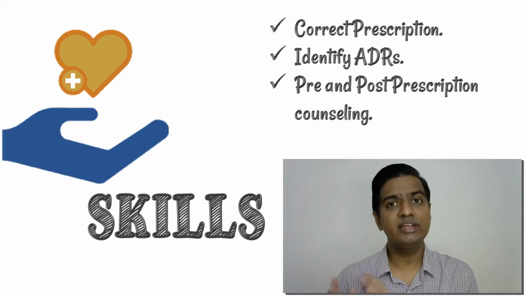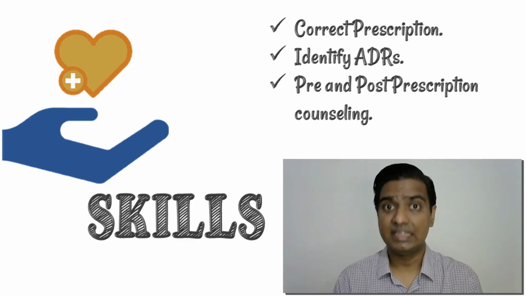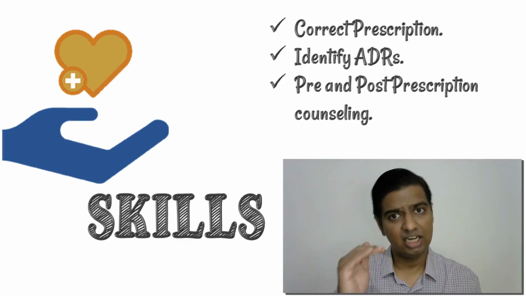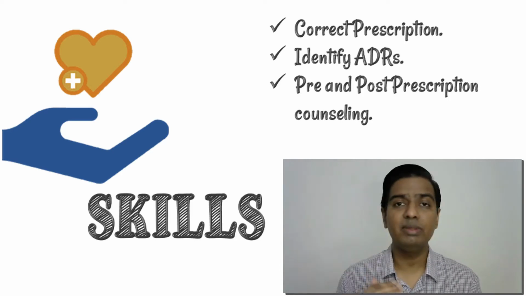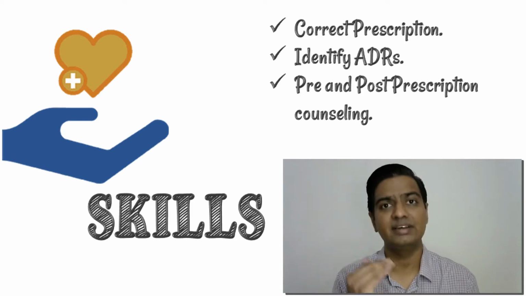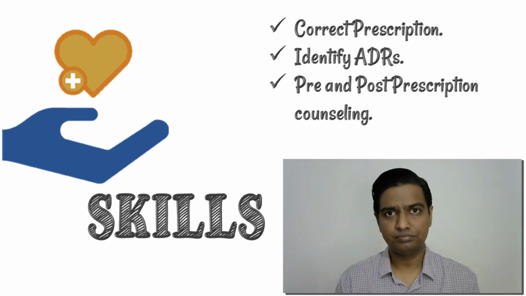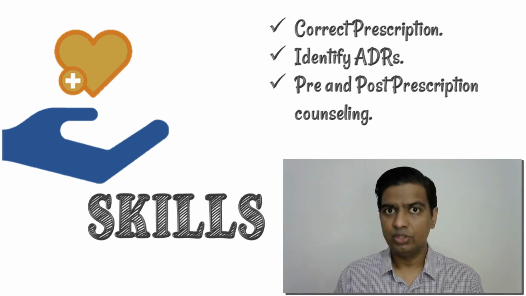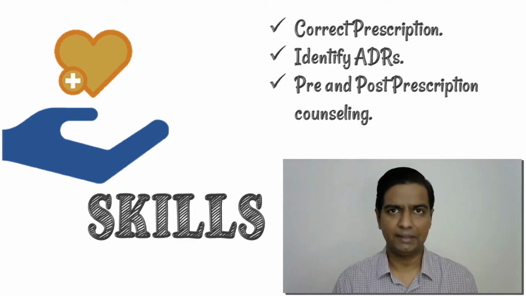Then the university also expects you to have the following set of skills. This includes giving a correct prescription in a proper order. Second, if a patient walks into your clinic, you should be able to identify the adverse drug reactions of any medication just by looking at it or just by taking a good history about it. Third, you should be able to do pre and post prescription counseling.